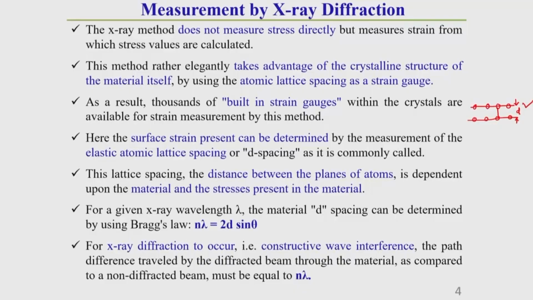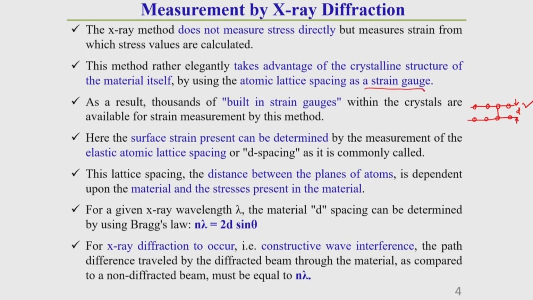Then I should also tell you, first of all we have to determine the D spacing in a sample where there is no residual stress. After that we have to determine the D spacing in a sample where there is residual stress. So, from the comparison of these two, we can easily predict the value of residual stress available in that specimen. Here one thing you should keep in mind: this atomic lattice spacing generally acts as a strain gauge.